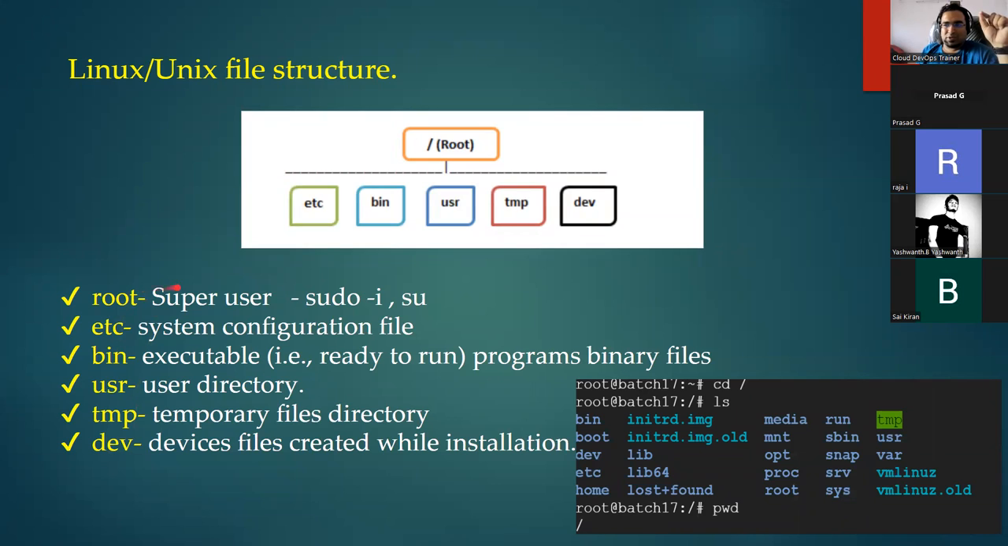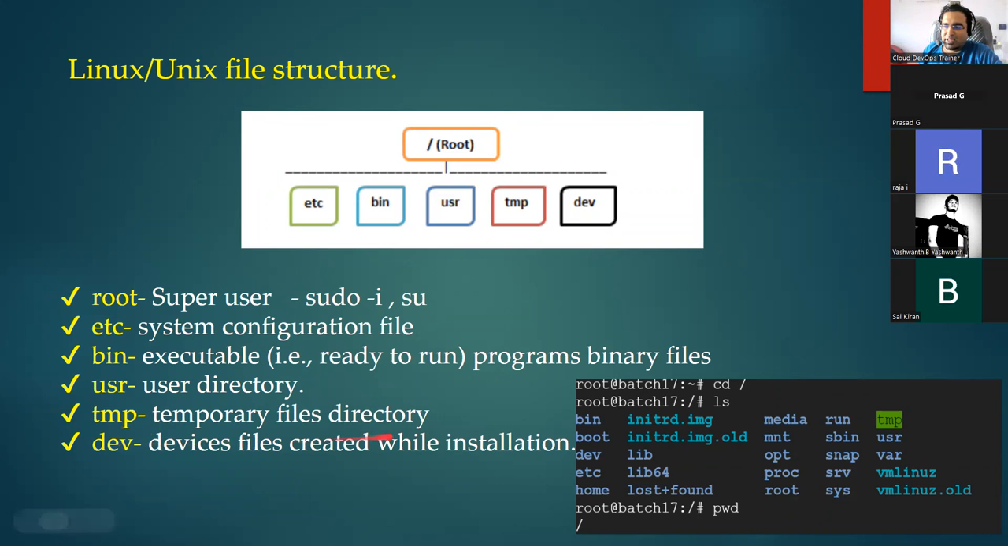There are some more directories. Root is the super user; with sudo hyphen i we can get it. etc holds system configuration files. bin holds executable files which are ready to use, like MobaXterm. We can directly put it into the bin folder and use it if we want. Users holds all the user-related information. Temp is where, if you want to perform any temporary operation, you can go into the temp folder and use it.